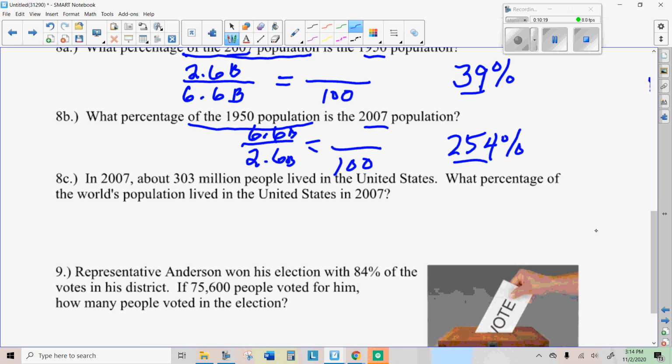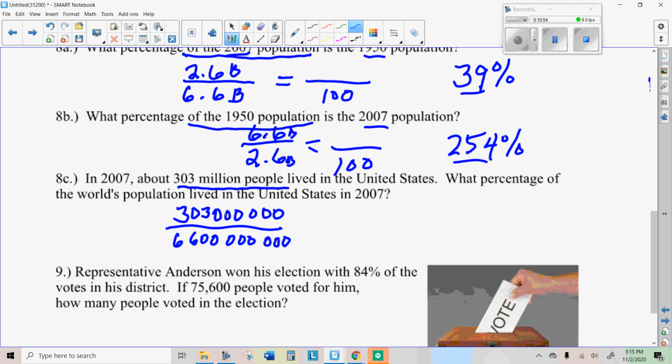1950 population. Okay? In 2011, about 303 million people lived in the United States. What percentage of the world's population lived in the United States? Now, on this one, we're going to need to put in the zeros because now the United States is only part of the population, and it's 303 million, so we're going to need 6 zeros. And the whole population is 6.6 billion, so that would be a 6 like this.